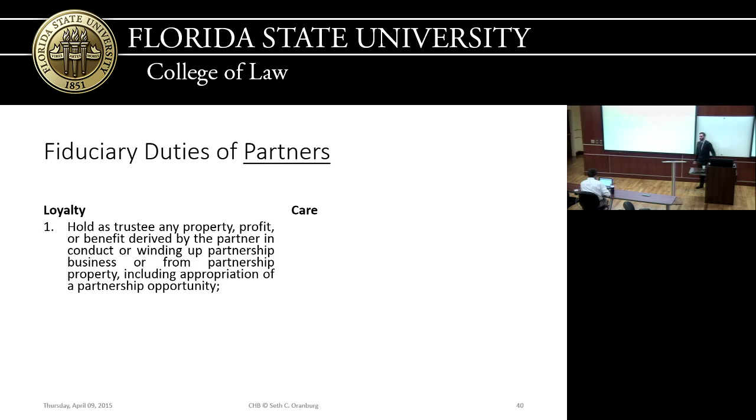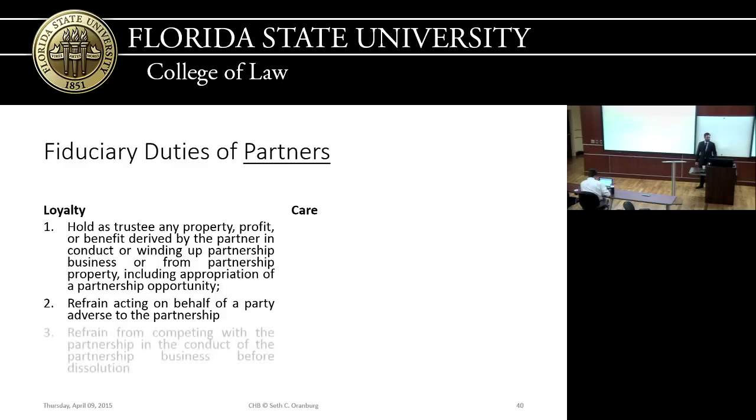The duty of loyalty first means that a partner holds as a trustee any profit or interest obtained from essentially partnership property. The partners have a duty to refrain from acting adversely to the partnership, and they have a duty to refrain from competing with the partnership prior to its dissolution. I'll remind you now, and we'll cover it later, that dissolution is only the first step in the conclusion of a partnership. After dissolution is a period called winding up, and it ends in termination. So partners can compete with a partnership while that partnership exists, before it's terminated, but after it's dissolved.